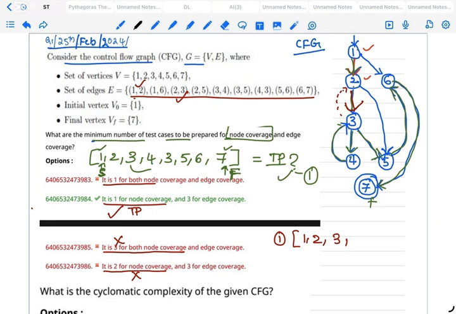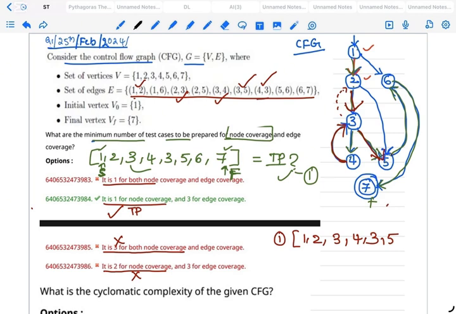Okay, only 2 edges. After 2 to 3, 3 to 4 we cover. Yes, 3 to 4 is also a covered edge. From 3 to 4 we will go back, 4 to 3. Okay, this edge 4 to 3 is also covered, and 3 to 5, this edge is also covered, right? All these red color edges are covered.